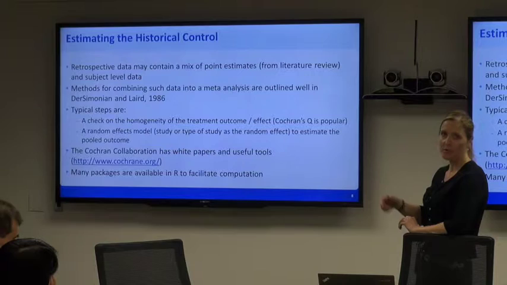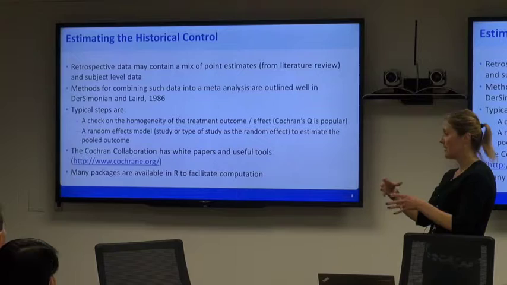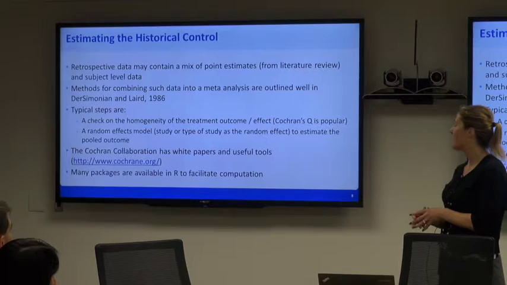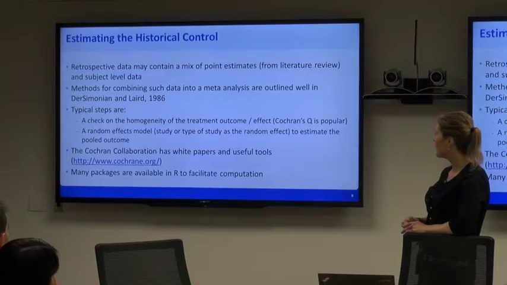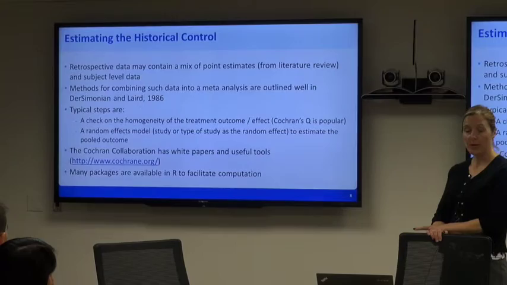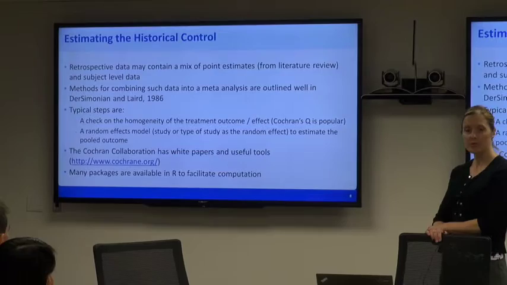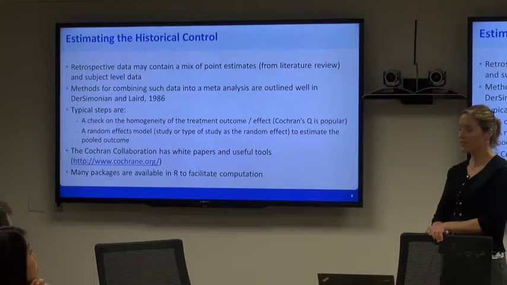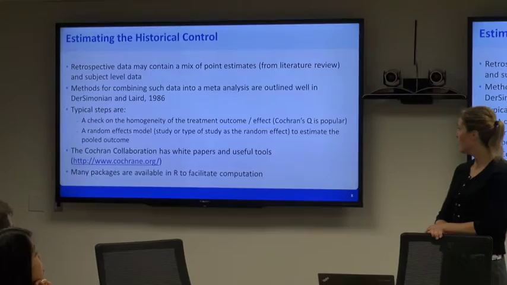Once you've done that and you've convinced yourself on which set of studies are the most consistent in terms of pooling them together and integrating them to obtain a point estimate, the most common way I've seen that done is with a random effects model, where the type of study, or the data source, would be a random effect. You can use this to estimate the pooled outcome. And DerSimonian and Laird is a great resource. The Cochrane collaboration also has several useful papers and tools. And as with many things, there's an R package to do whatever you want. So I think R has a couple of really good packages for meta-analysis to facilitate the computation.